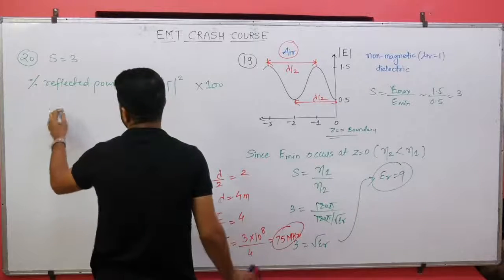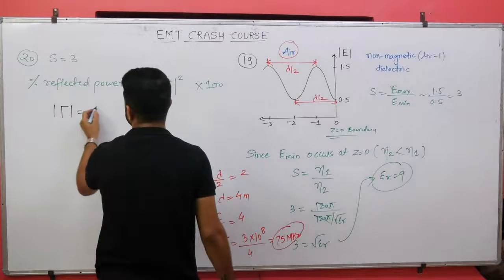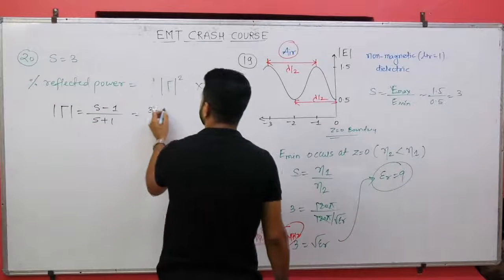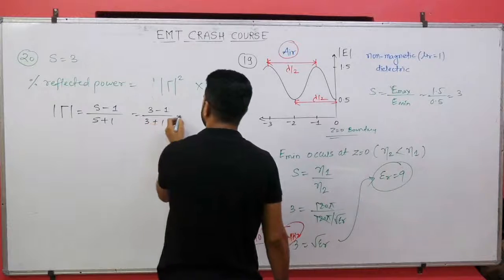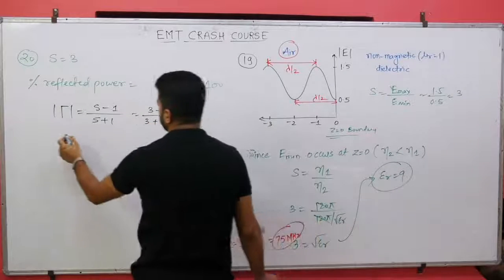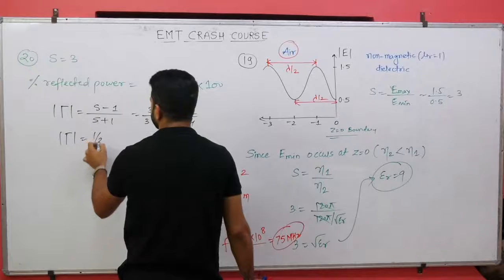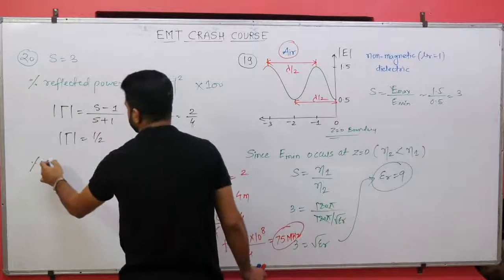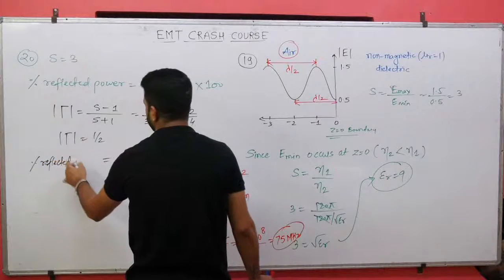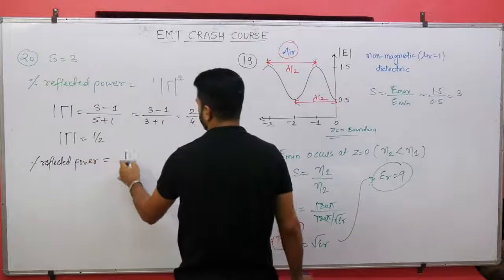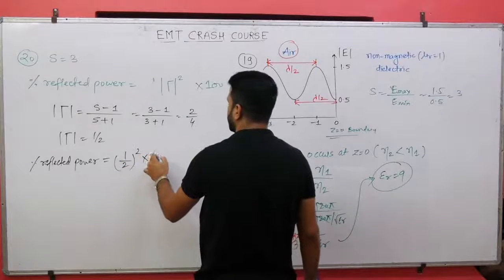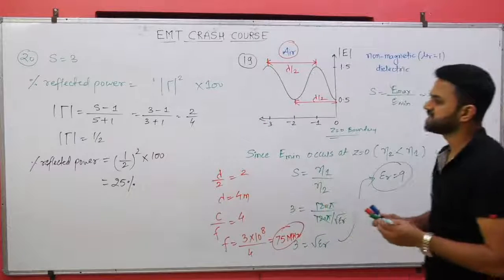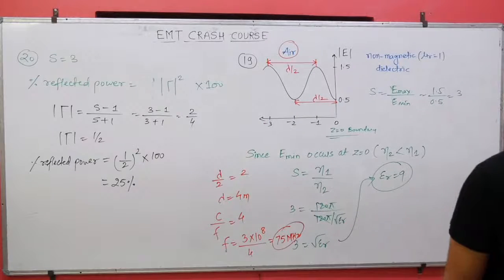So now what is the reflection coefficient? The magnitude of reflection coefficient is S minus 1 divided by S plus 1. So it is 3 minus 1 divided by 3 plus 1. Hence we get 2 by 4 means 1 by 2. So magnitude of reflection coefficient is 1 by 2. Percentage reflected power is 1 by 2 square into 100. Hence we get 25%. So 25% you will get for question number 20. Okay.